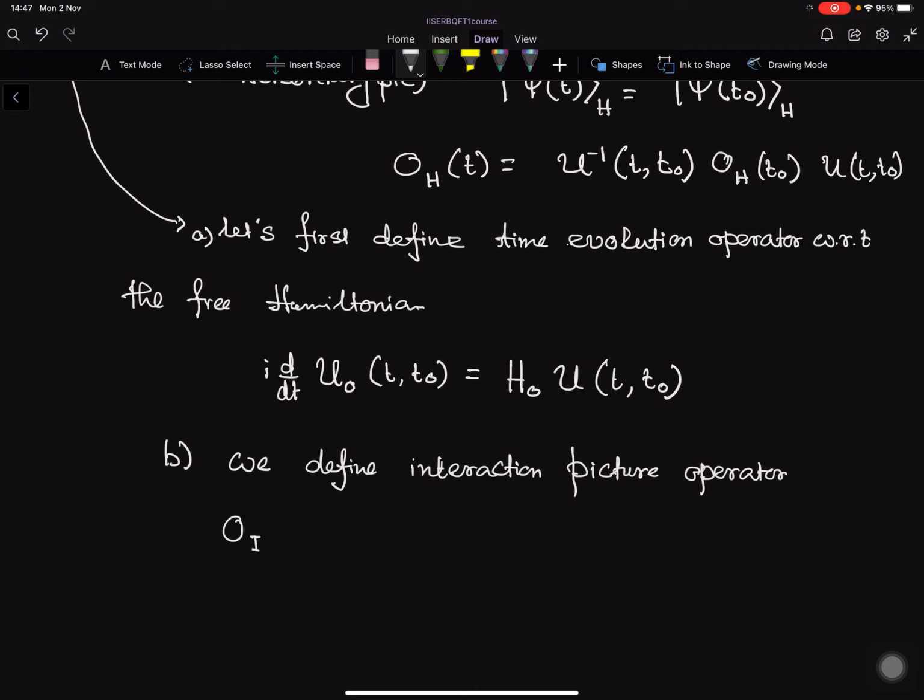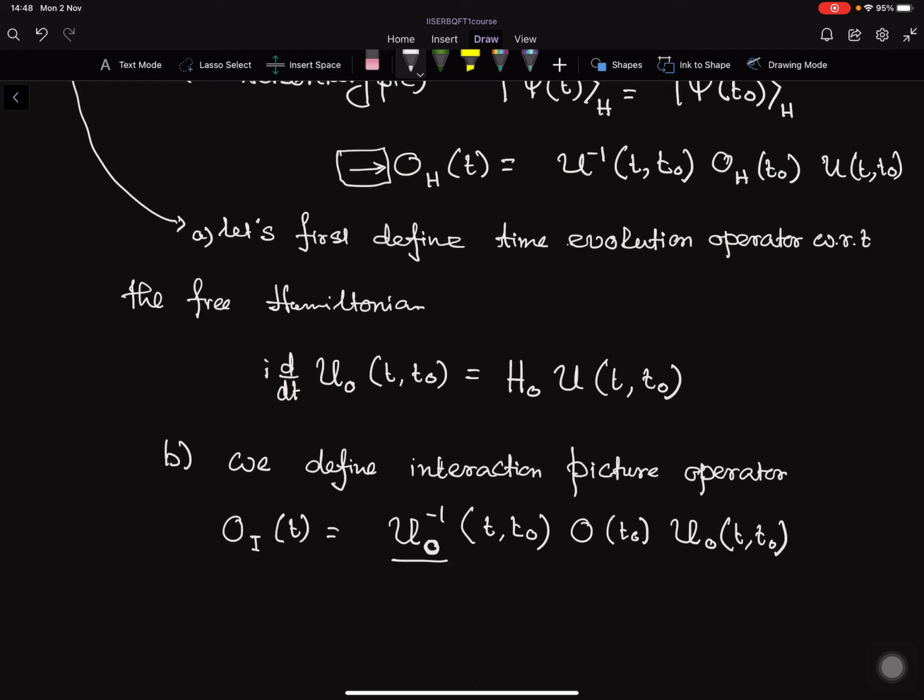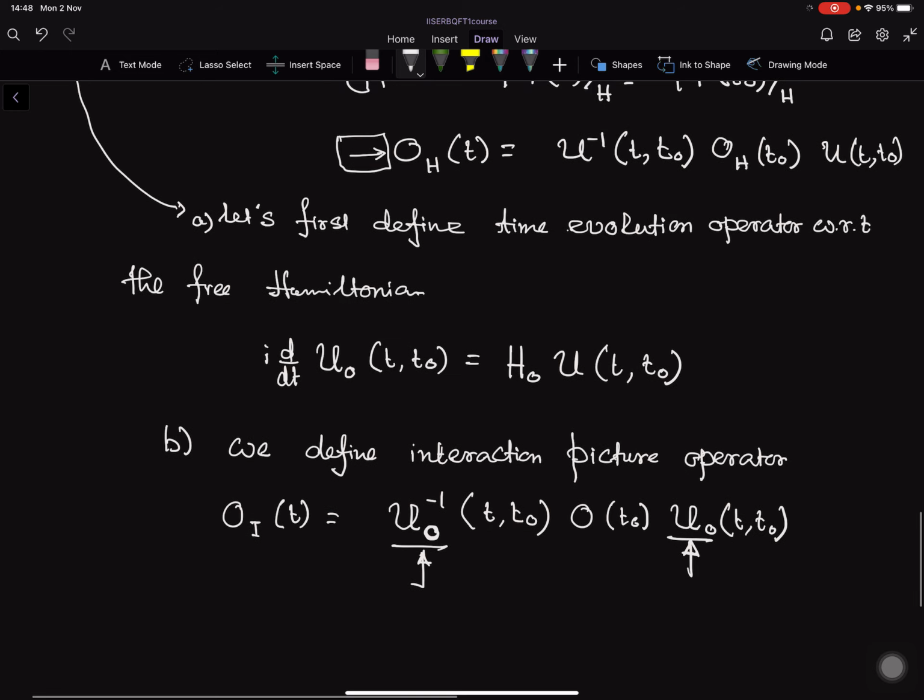Which is very similar to this expression with a slight difference. So the interaction picture operator is u0(t, t0) times o at time equal to t0, times u0(t, t0). Okay, so the only difference here is that here we used u0 rather than u.